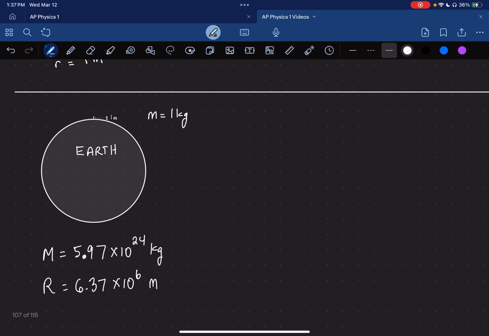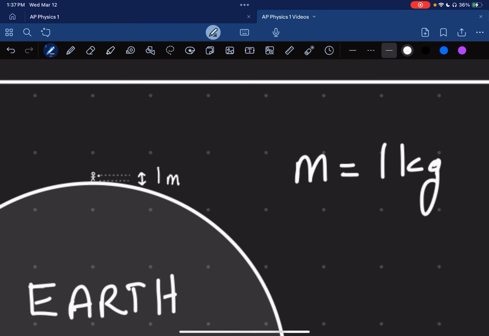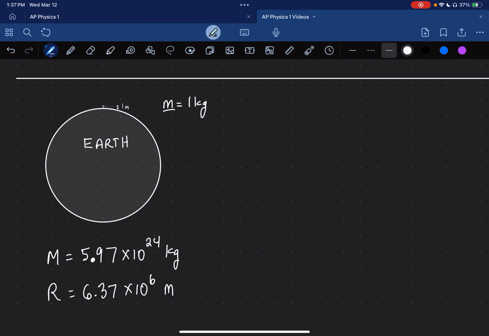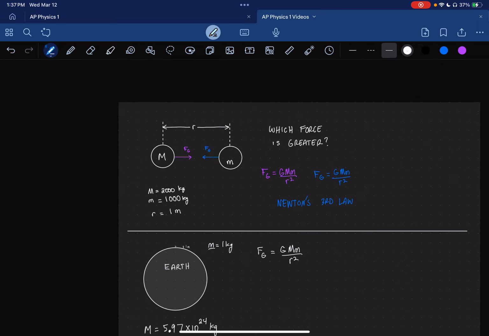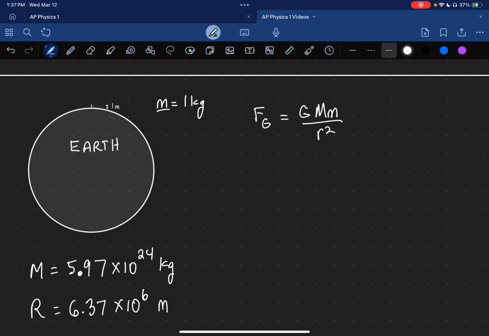Now, just moving along. Here's the Earth. Here is you with a 1 kilogram object, little m. You're holding it 1 meter above the ground. And we want to know, what is the gravitational force on your 1 kilogram object? Let's use big M, little m over r squared. What did we use before? Yeah, we used m1, m2. Cool. So what is the gravitational force on that object?